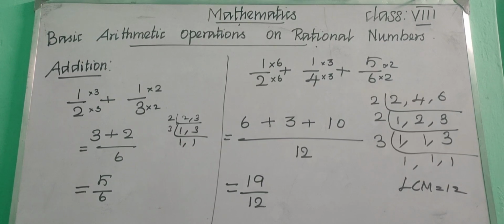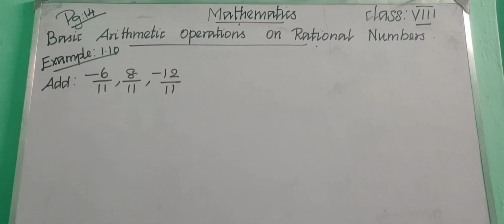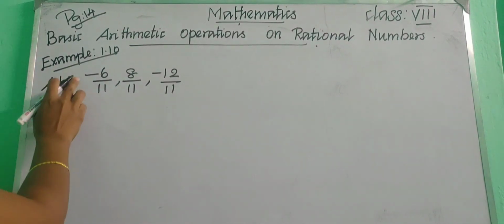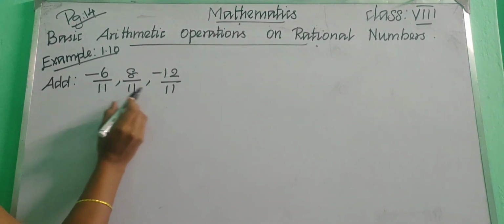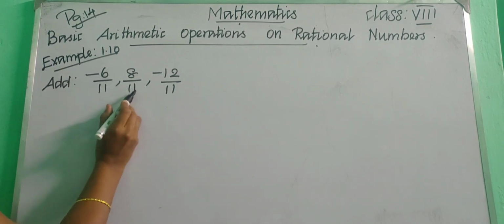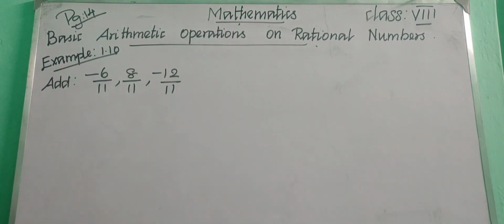Okay. So take your book, page number 14. We are having example 1.10. So it's example 1.10. So what is the question? Add minus 6 upon 11, 8 upon 11, minus 12 upon 11. Okay. So see all the denominators. We are having same denominators, right? We are having the rational numbers with same denominators. Okay, so what we need to do?